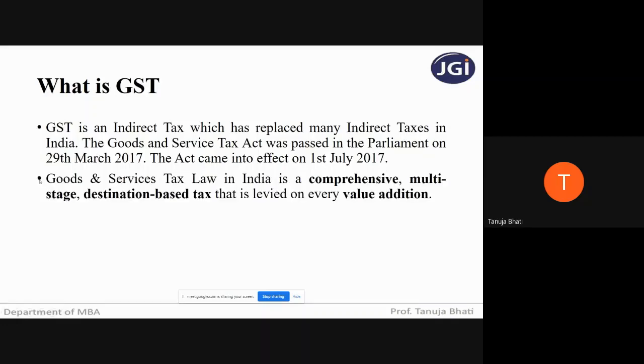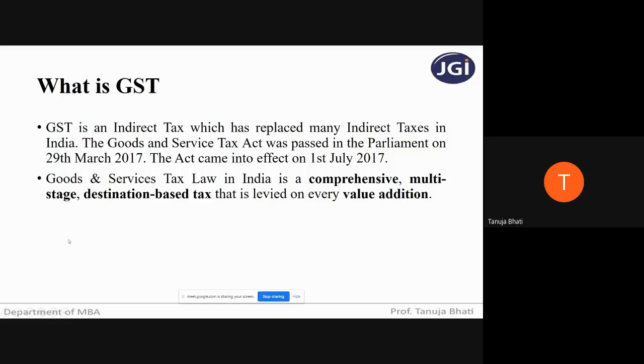Now, next, Goods and Service Tax law in India is a comprehensive, multi-stage, destination-based tax that is levied on every value addition. Now, let us understand what is comprehensive, multi-stage, destination-based tax. Students, when I say GST is comprehensive, it means it covers a wider base, it covers multiple goods and services, it covers multiple taxes into one. That is why we say that GST is comprehensive.